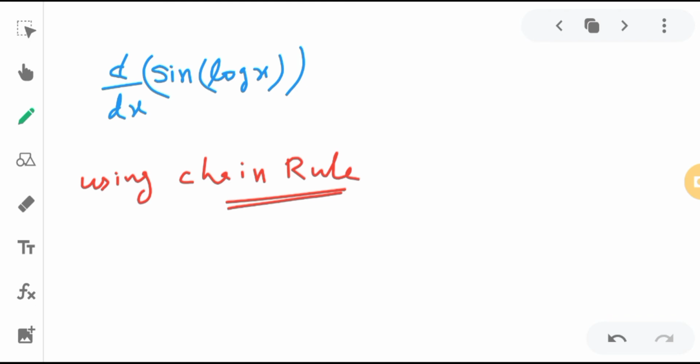Okay, using the chain rule, what we are doing in the chain rule, I explained in previous videos also. I will go from left to right. So the first function is sine, so I will find the derivative of sine first. The derivative of sine is nothing but cos. So cos x, but instead of x it is log x. It is not sine x, it is sine of log x. So I will write the sine derivative as cos, and instead of x, log x.